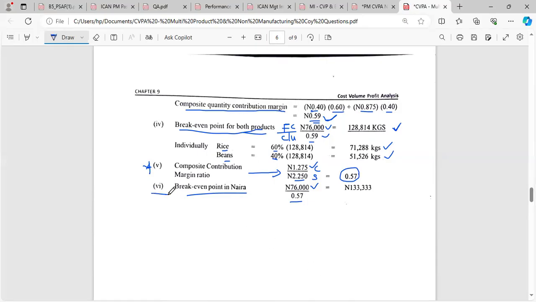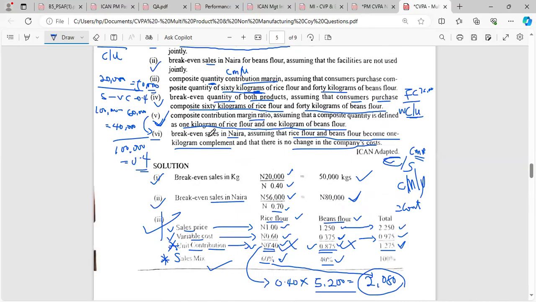Yes. So the final one is VI. VI now says calculate our break-even sales in Naira. Since we have gotten our CM ratio, which is our CS ratio, calculating break-even sales in Naira is not hard, because the formula for break-even sales in Naira is simply fixed cost divided by contribution to sales ratio. And we have already calculated our contribution to sales ratio on the assumption of 1 kilogram of beans and 1 kilogram of rice, which is the same assumption as in V.